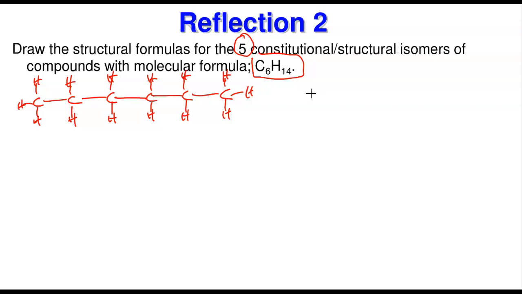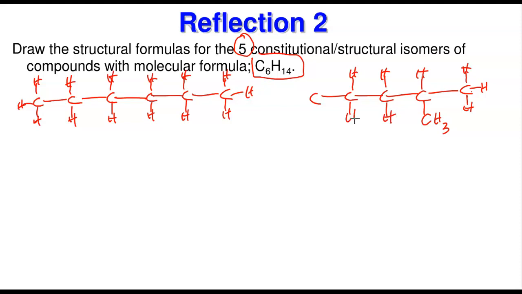So I'm going to draw the one that has a 5-carbon chain, 1, 2, 3, 4, 5. If I cut out one of these and attach it at this point as CH3, I have formed another isomer. This isomer, like I said, is different from this molecule. We have different chemical and physical properties, completely different from this. So this is another isomer.